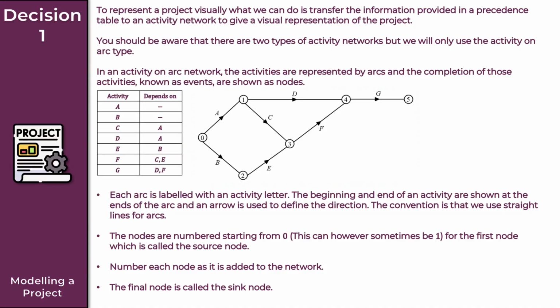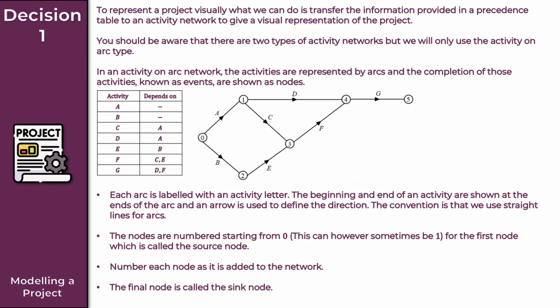And then finally here, the final node is what we call the sink node. So this node here is our sink node. So we have the source node here, the starting node, and the final node, which we call the sink node. Okay? So there we have it then. That concludes this introduction here to modeling a project.